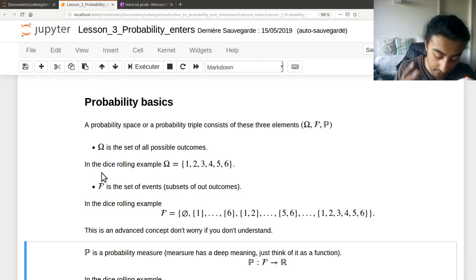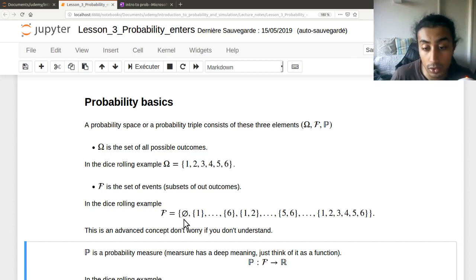Just don't worry about it too much. It's a very advanced measure theory thing. But essentially, it's the set of all events, or subsets of outcomes. Again, don't worry about it too much. So it's like a set of sets. For the dice rolling example, it would be like just everything.